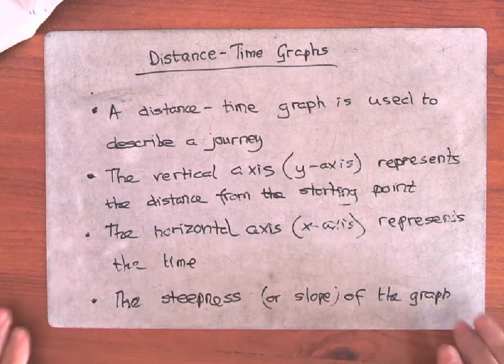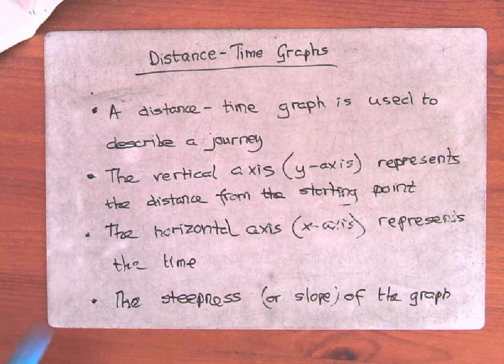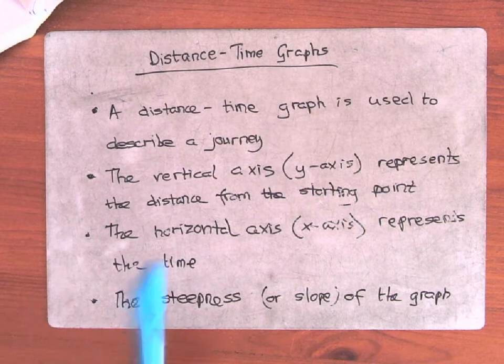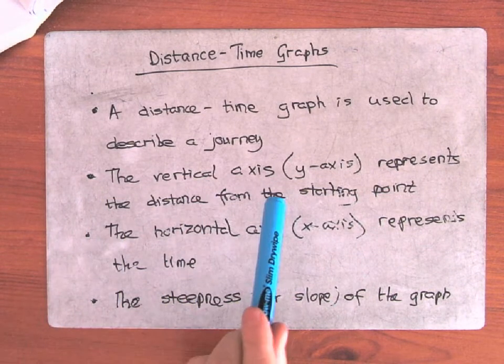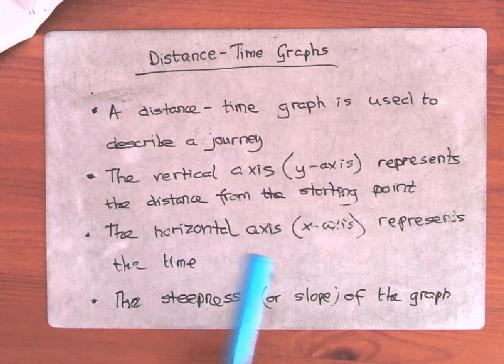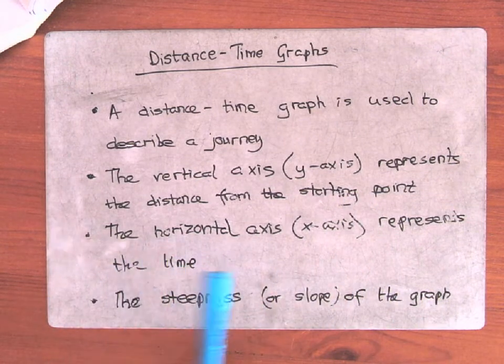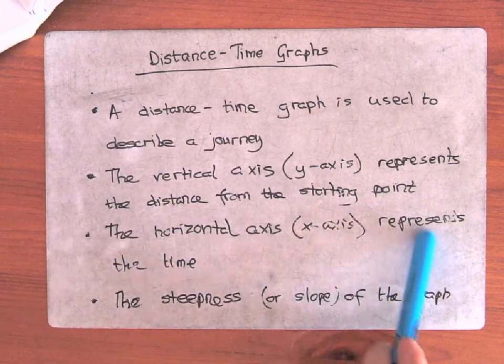Okay, distance time graphs. A distance time graph is used to describe a journey, and you'll see when we look at an example in a minute, this will all make sense. The vertical axis, or the y-axis, represents the distance from the starting point, and the horizontal axis, which we know as the x-axis, represents the time.